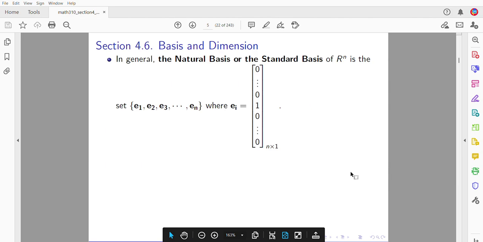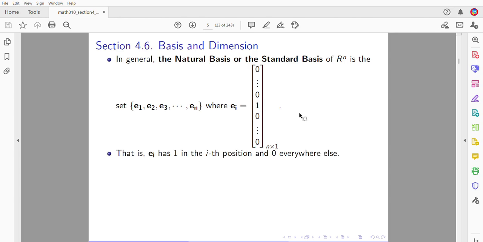In general, suppose you have an n column space. So you have dimension n. The natural basis or the standard basis, these are specified notations, E1 through En. These are specified notations where Ei stands for that column with 1 in the ith location and zeros everywhere else. Ei has 1 in the ith position and 0 everywhere else. That is your natural basis.